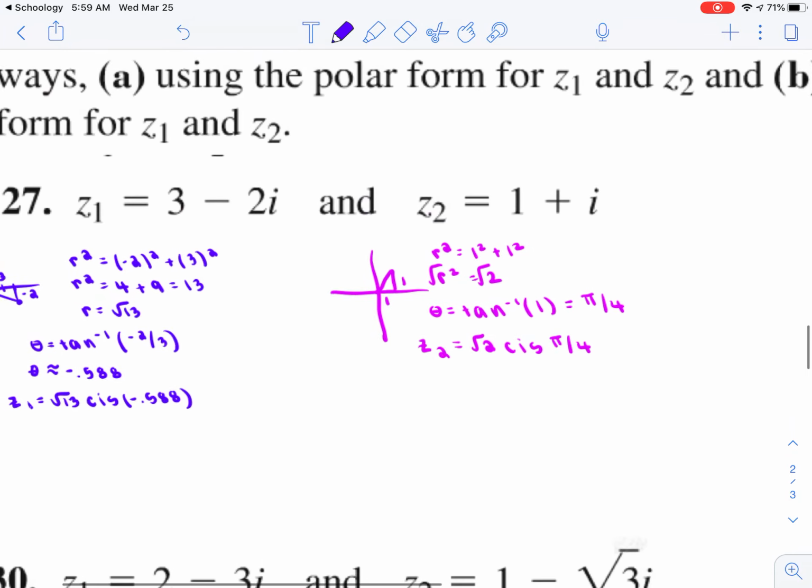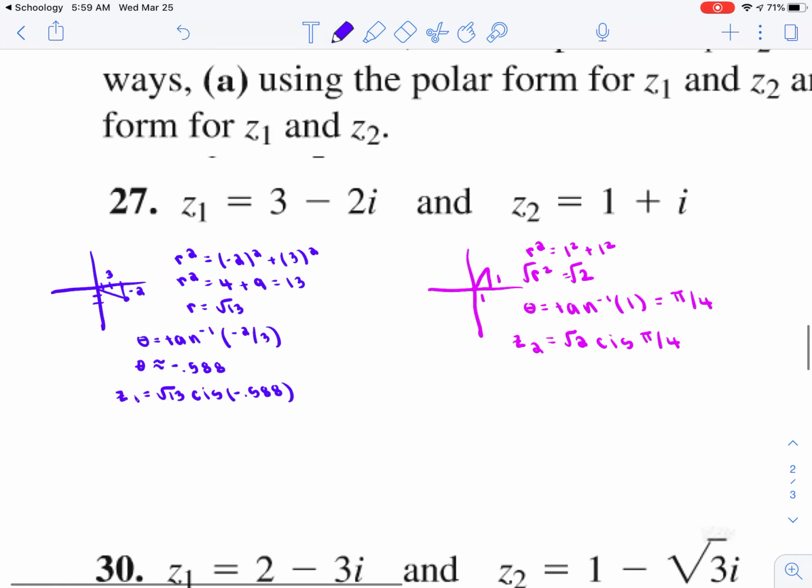Anyway, going back to this question, first thing I wanted to address is getting both Z1 and Z2 into this trig or polar form. If you notice on both of these, I found the R value and I found the angle. One of the questions I was asked about through messaging is, do we have to find the angle in radians or degrees? And actually, it doesn't matter.